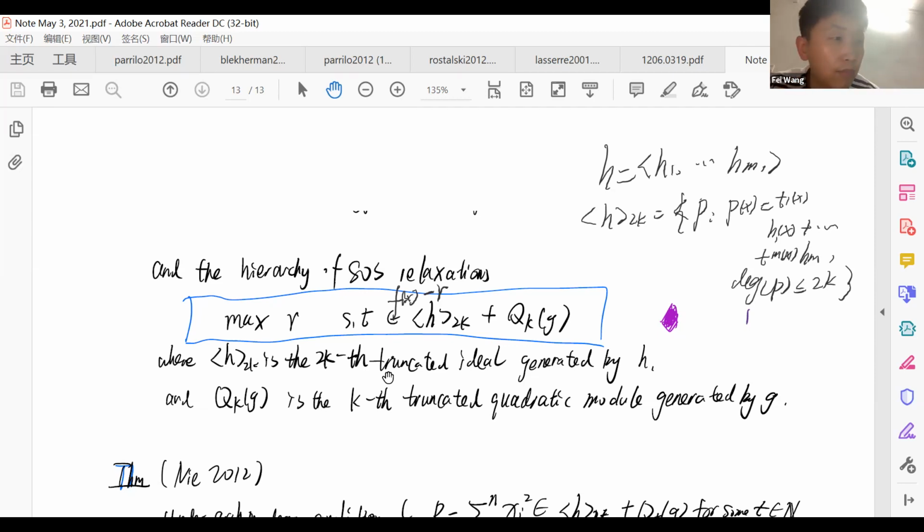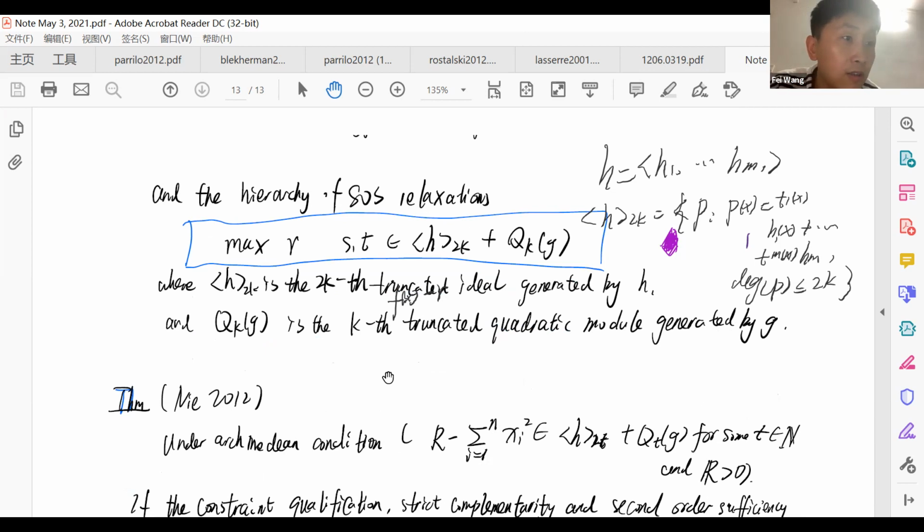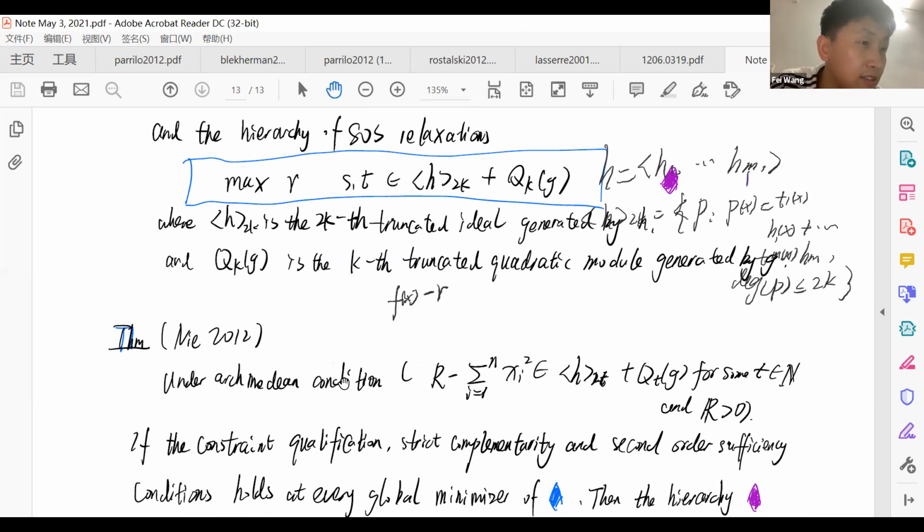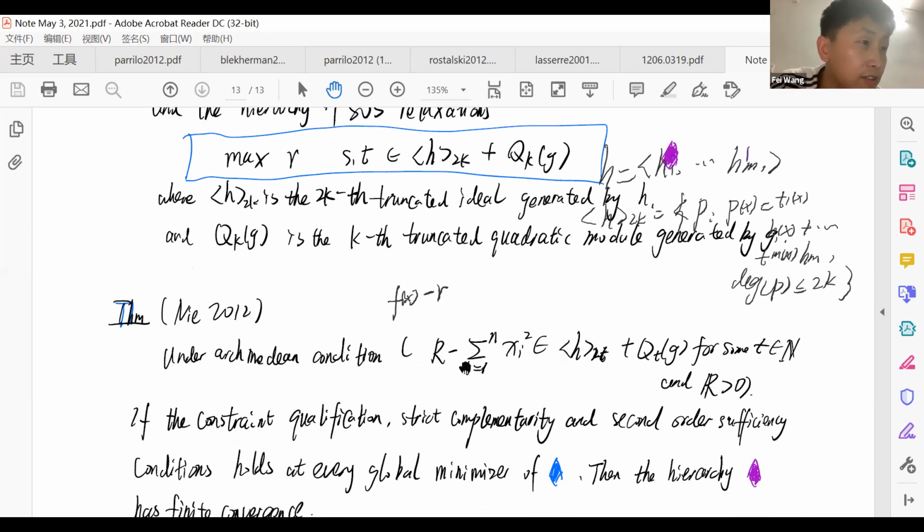Then we have this theorem by Nie. Under this condition, the Archimedean condition, that means R minus the sum of x_i squared is in this truncated ideal H_2t plus Q_t for some t in the natural numbers, and R is positive.